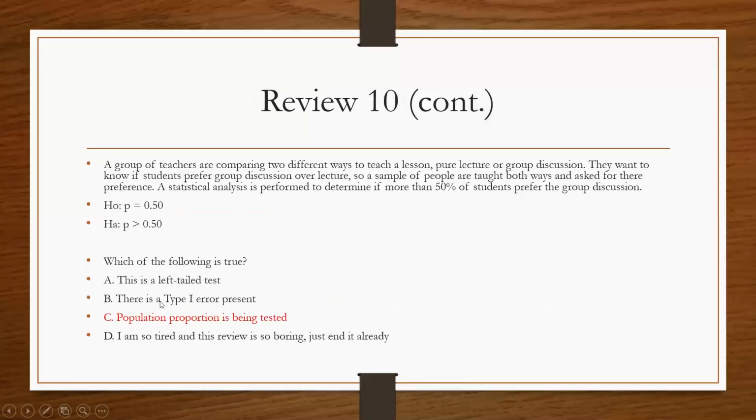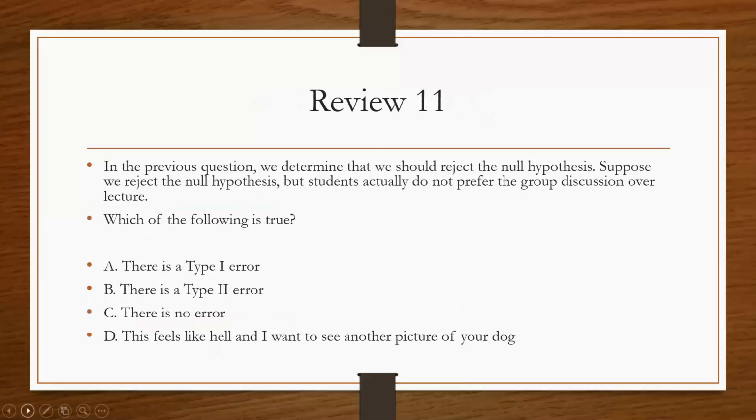You can't tell if a type 1 error is present, considering you haven't decided to reject or fail to reject a null yet, so it's impossible to decide. It's also not a left-tailed test because it's the greater than sign, so it would be a right-tailed test. And I'm kind of with you on D. All right, I think this is the last one.